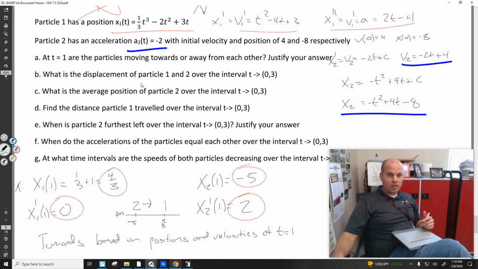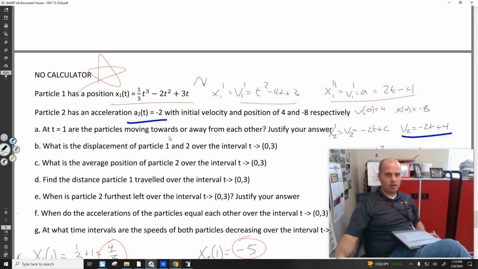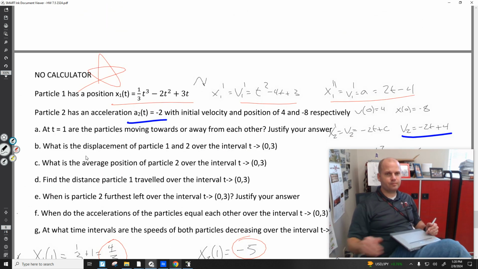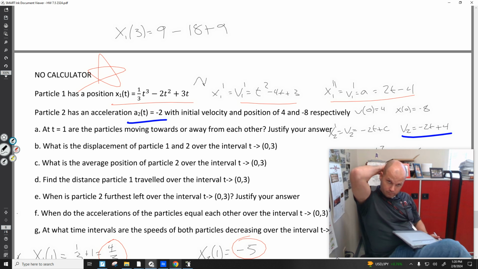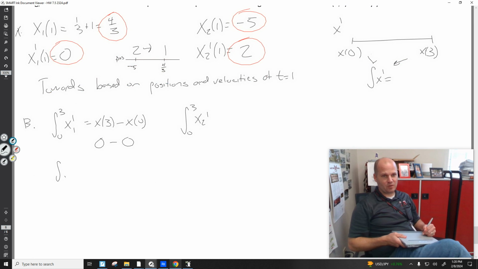So position of 1 at 3 is 9 minus 18 plus 9, which is 0. My position at time 0 is 0. That can't be right. 27 divided by 3, which is 9. So it is 0. Position at time 0 is 0. So the displacement overall is a great question. Is 0 for particle 1.